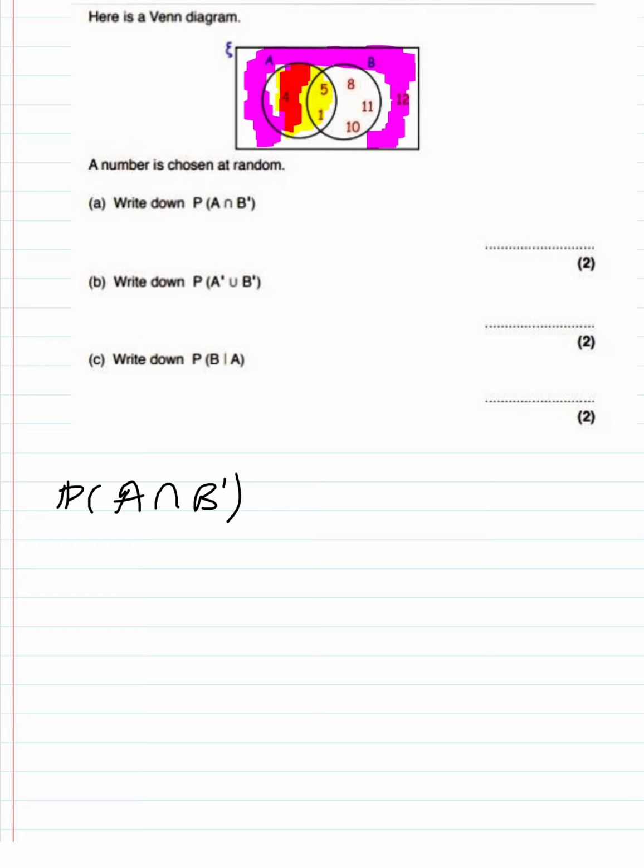This means the probability of choosing an element in A and not B is 1 out of the total events. Total number is 7. So the probability of A and not B is 1/7.